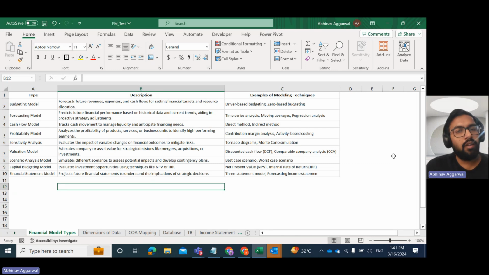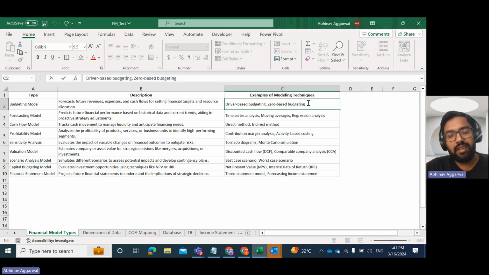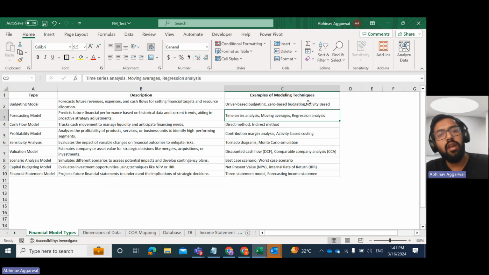Starting from the budgeting model, as you understand, budgeting models are built to forecast future revenues, expenses, cash, for setting different targets and resource allocations. Different modeling techniques for budgeting include top-down, bottom-up, a combination of top-down and bottom-up, driver-based budgeting, zero-based budgeting, and then activity-based budgeting. The choice of technique will depend on the organization. However, to get started, you should have an idea of how to design a model based on any technique.